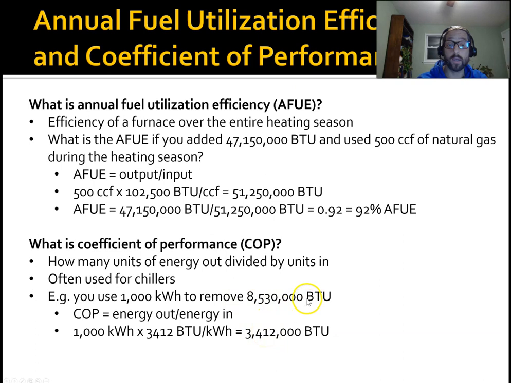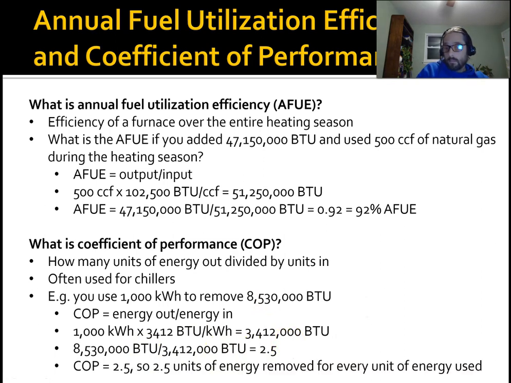This is what we pulled out, which means we pulled out more, which has a COP of greater than 1. So we just divide the one by the other. 8,530,000 divided by 3,412,000, and we get 2.5. And what that means is, with a COP of 2.5, we're getting 2.5 units of energy removed for every unit of energy that we use, and that's it. So it's pretty easy to understand what COP is. You just have to remember what it is.